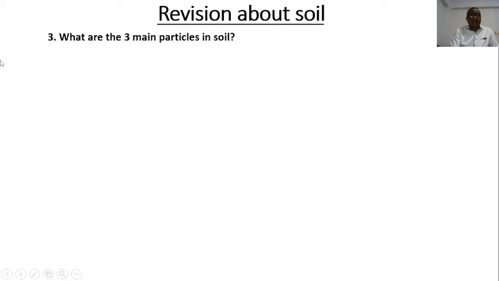Then number 3, let's proceed and look at the main particles in soil. So what are the 3 main particles in soil? The first one is sand, the second one is silt, and the third one is clay. Now let's proceed and look at the characteristics of these 3 particles.